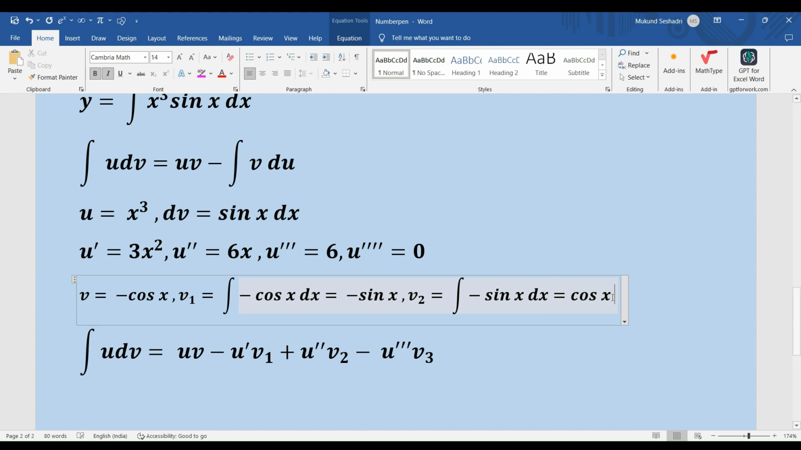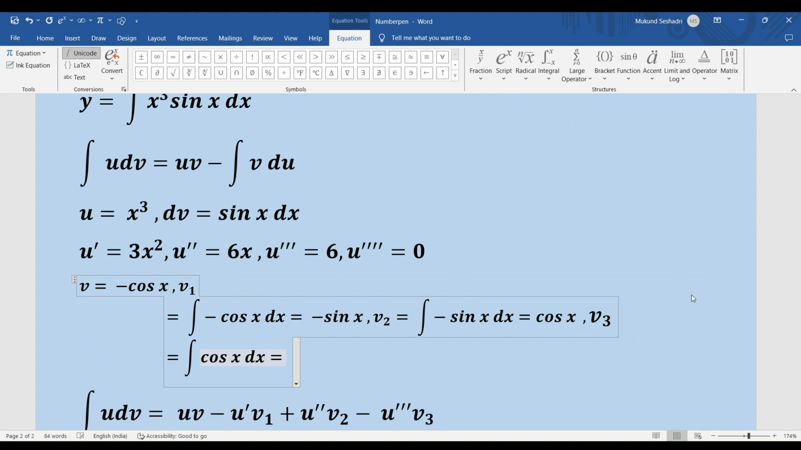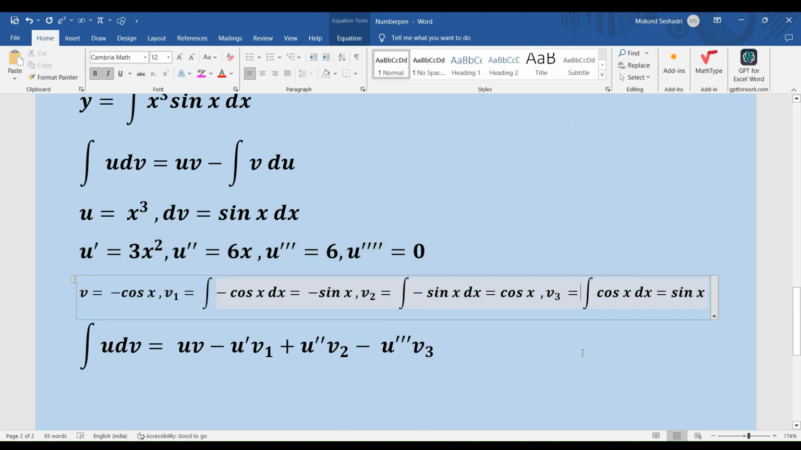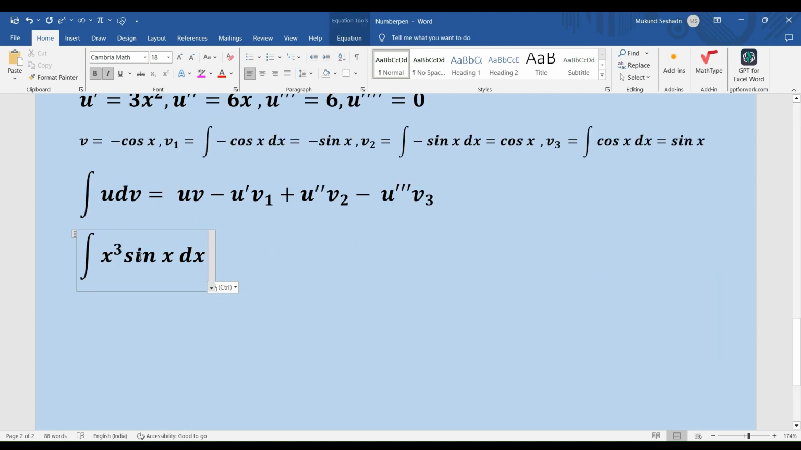And then I noticed that I also need my v3 here. So what is my v3? My v3 is nothing but integral of v2 dx, right? And what is my v2? It is cos x. And that's nothing but a sine x, right? So there we have our u dashed, u double dashed, u triple dashed, and we have our v1, v2, and v3, right? So I have all of what I want.